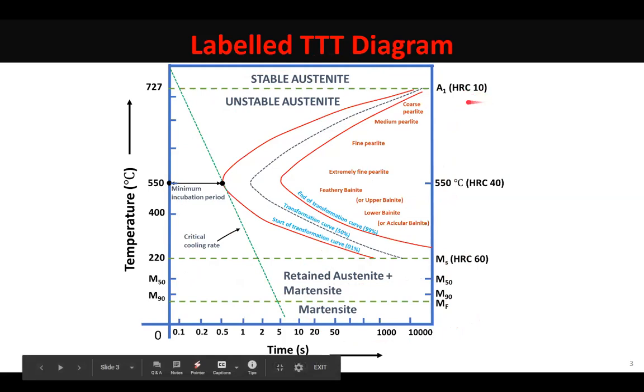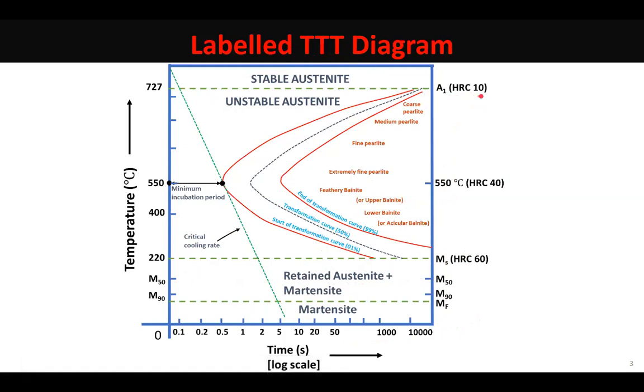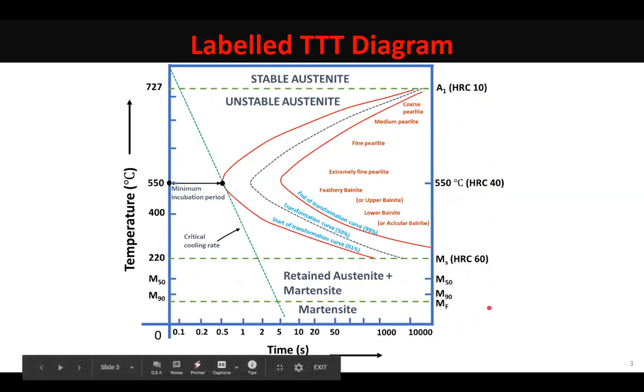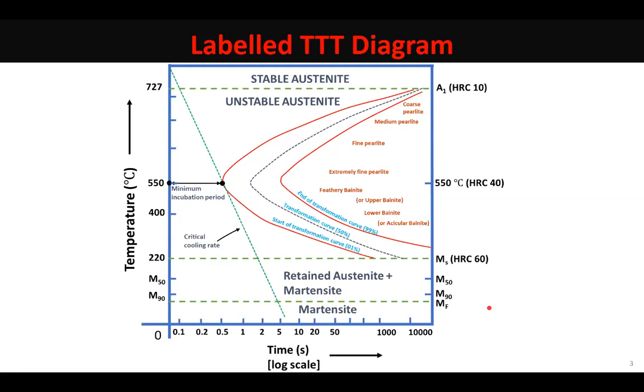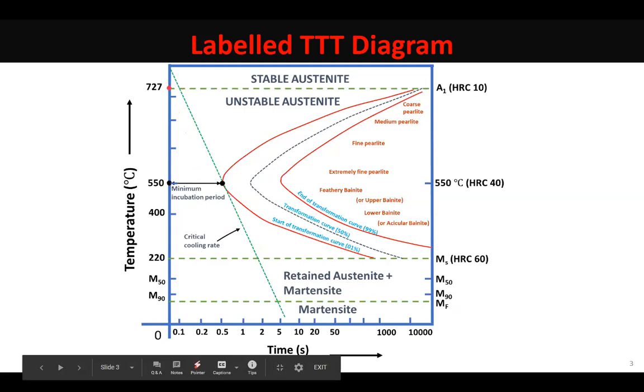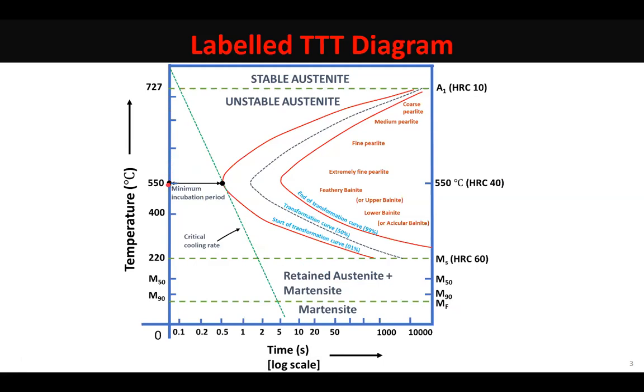So here if austenite transforms into a particular phase, that phase would have roughly a hardness of Rockwell hardness C scale 10. Here it would have increased to 40, and here it would have increased to 60, and over here it would be even more than that. Okay, but let's first discuss the various transformation products of austenite. The triple T diagram is showing that if austenite transforms at any temperature between 727 degrees centigrade to 550 degrees centigrade, then it transforms into a product phase called pearlite, right?